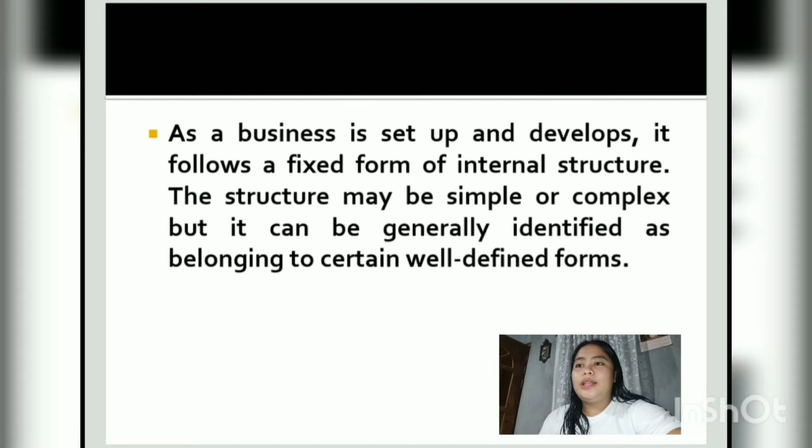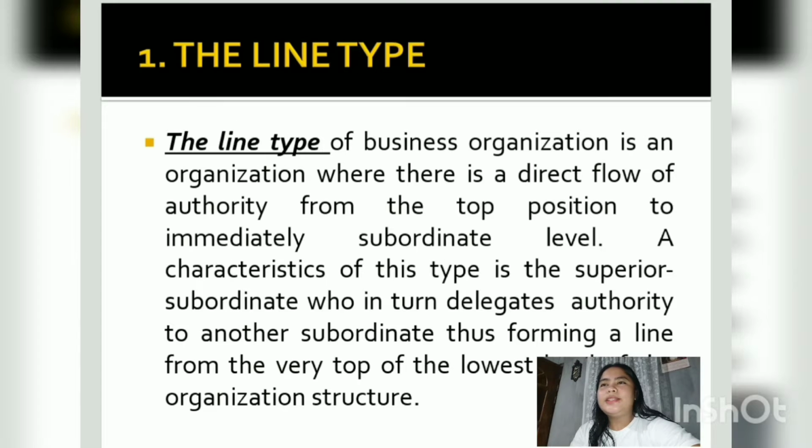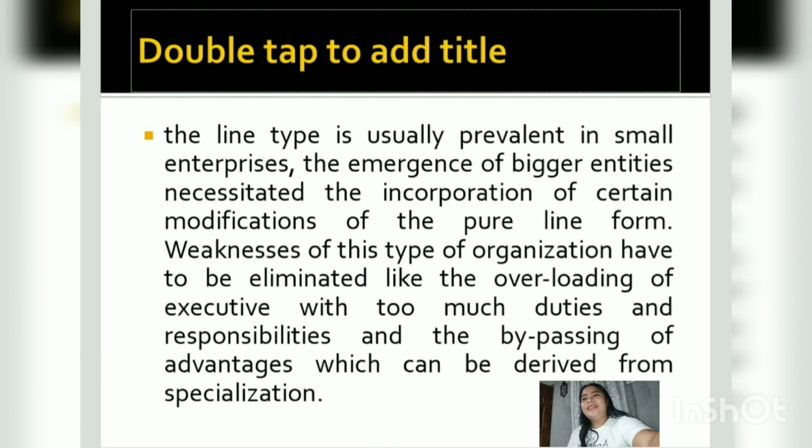So first, let's tackle the line type. What is the line type? The line type of business organization is an organization where there is a direct flow of authority from the top position to the immediately subordinate level. A characteristic of this type is the superior delegating authority to a subordinate, who in turn delegates authority to another subordinate, thus forming a line from the very top to the lowest level of the organization structure. The line type is usually prevalent in small enterprises.